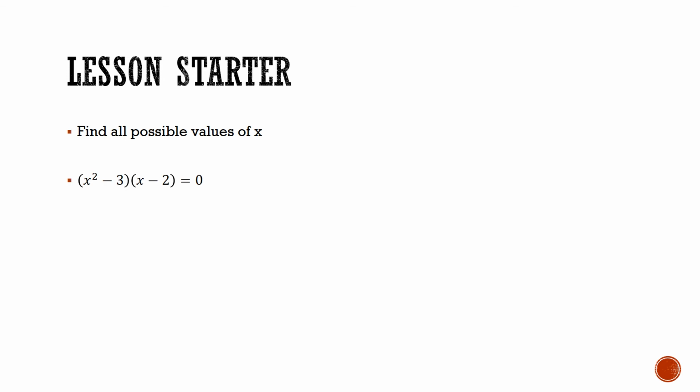Before we get started, I would like you to find all the possible values of x for this particular formula. So x squared minus 3 in brackets times in brackets x minus 2. Work out what that is, and it all equals 0.